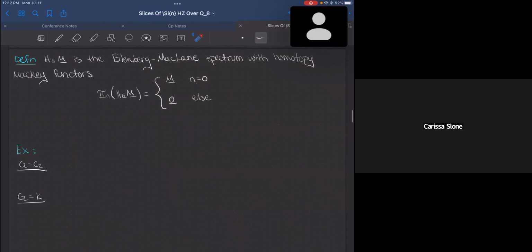One thing we're really focused on with the slice filtration is finding slices of Eilenberg-MacLane spectra. So HGM is the Eilenberg-MacLane spectrum with homotopy Mackey functor M in degree 0 and 0 otherwise. So just like an Eilenberg-MacLane space, but now it's a spectrum. So for example, we have HC2Z, HC2G, HKM, HKZ21, any of the Mackey functors that we've seen already.